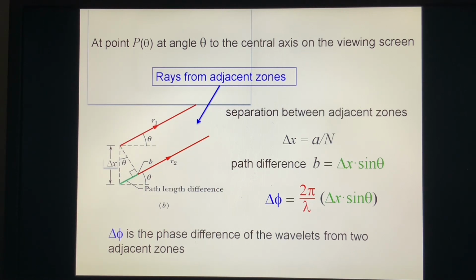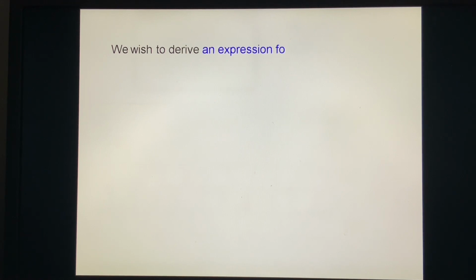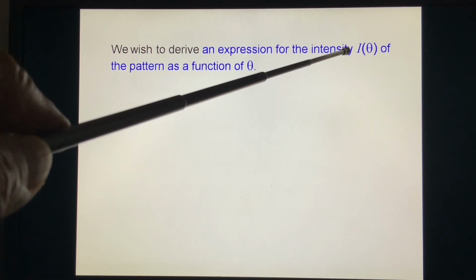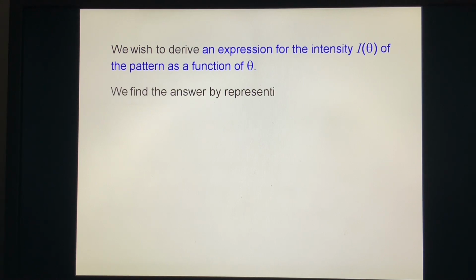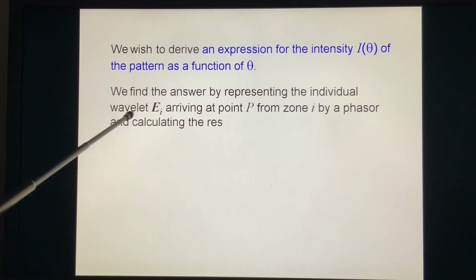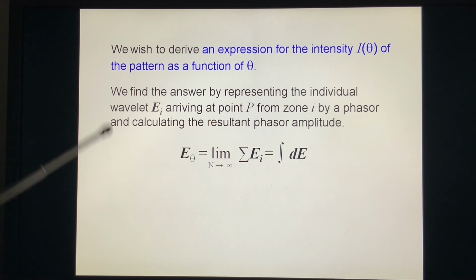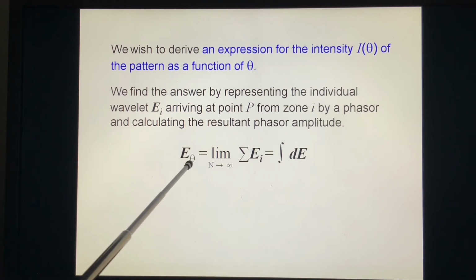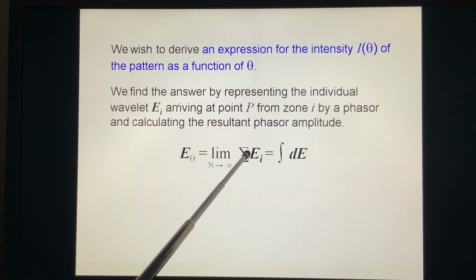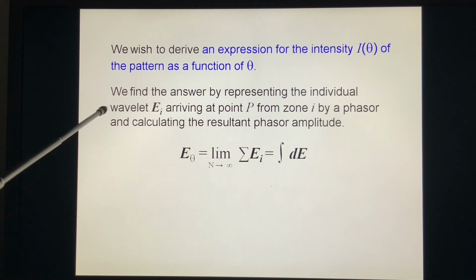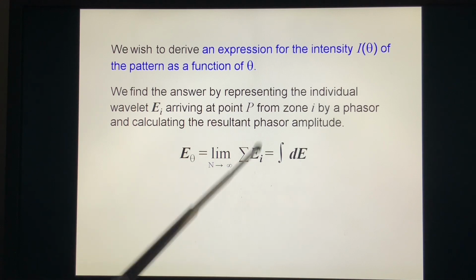Okay, they have both. Now, I will put them together. We wish to derive an expression for the intensity I theta of the pattern as a function of theta. That is, the intensity is a function of theta. We find the answer by representing the individual wavelets E_i arriving at point P from zone i by a phasor, and calculating the resulting phasor amplitude. That's the answer we want to find. We write the electric field at point P, angle theta, as the sum of E_i, where E_i is the wavelet electric field arriving at P from zone i. This is actually an integration.